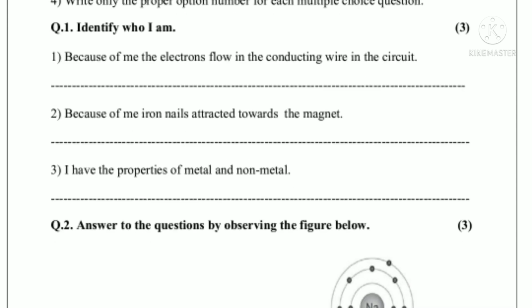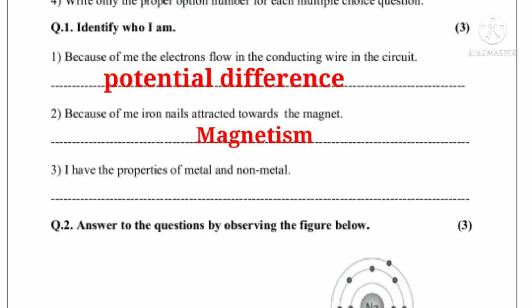So question first is identify who I am. First question is because of me the electrons flow in the conducting wire in the circuit. The answer of this question is potential difference. We know that potential difference is the reason behind this electron flow in the conducting wire in the circuit. Question second, because of me iron nails attracted towards the magnet. The reason of this is magnetism. So answer of the question second is magnetism.